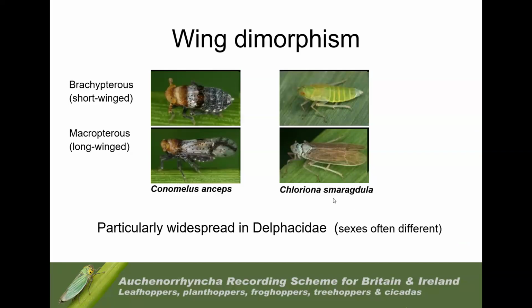On the other hand, another delphacid, this one in the genus Chloriona, one of the common species in that genus, where the long-winged form below looks very, very different to the short-winged form above. In fact, what we've got here is a male which is long-winged and a female which is short-winged. Putting those two side by side, you wouldn't normally think they're even the same species. But they are. They're just different forms and different sexes of the same species. So in some species, that's just a little extra complication.